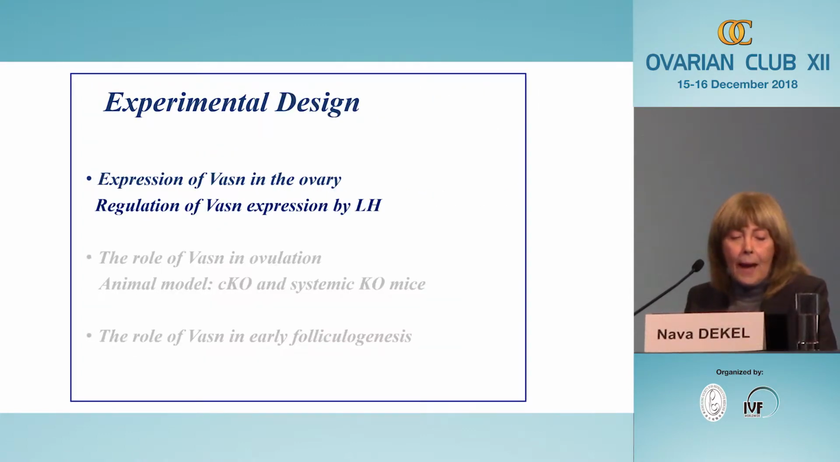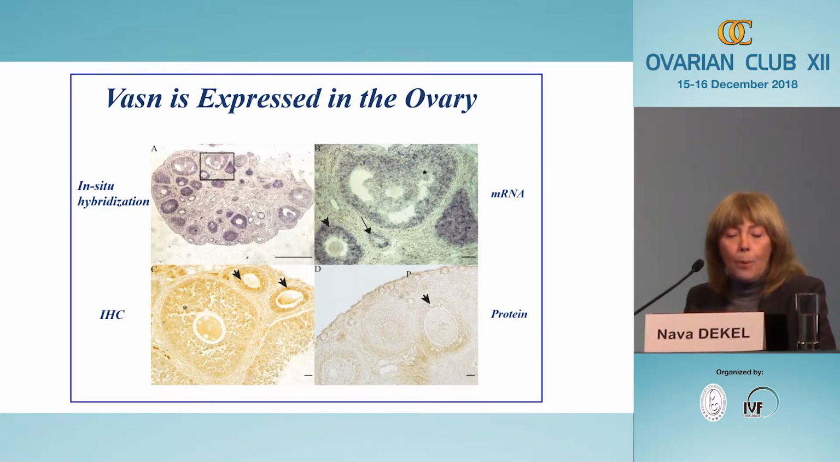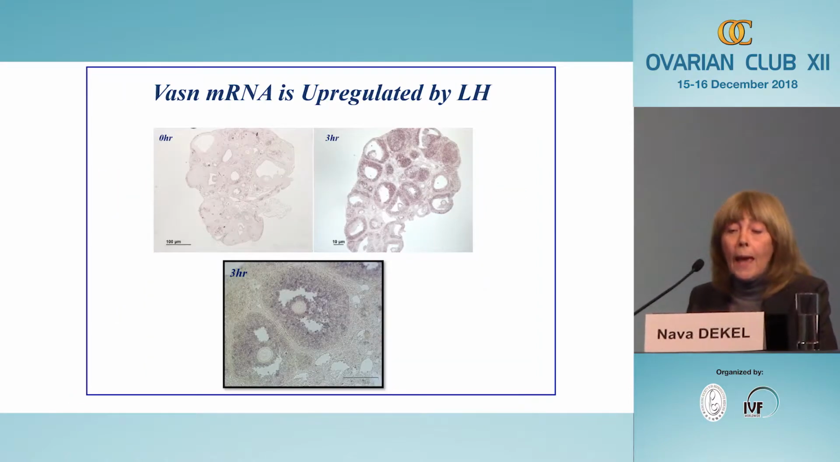Our experimental design, the first experiment that we designed, was to look if the ovary expresses Vasorin at all, and then the second question was to see whether Vasorin expression in the ovary is regulated by LH. And as you see in this slide, both by using in situ hybridization and immunohistochemistry, we show that messenger RNA and protein of Vasorin are expressed in the ovary. And we also demonstrated that Vasorin expression in the ovary is upregulated by LH, as you see here.